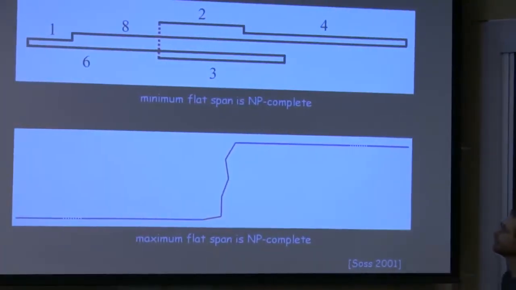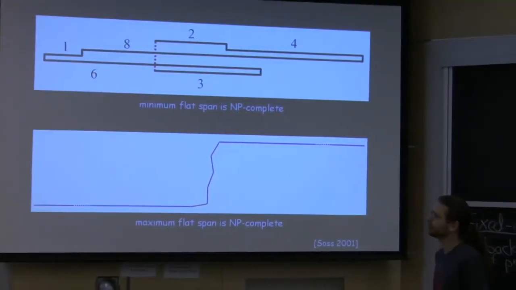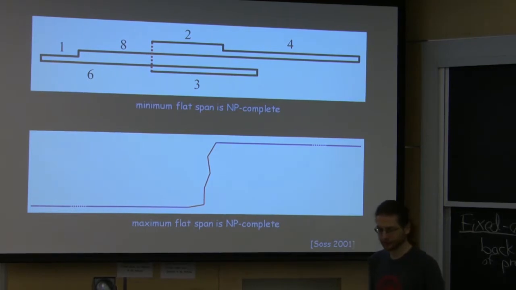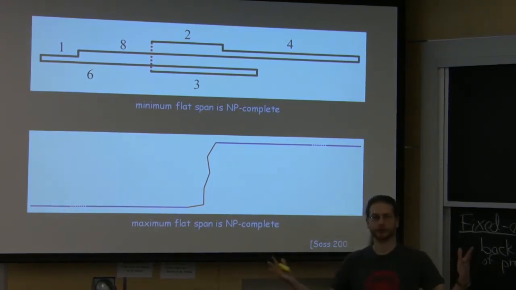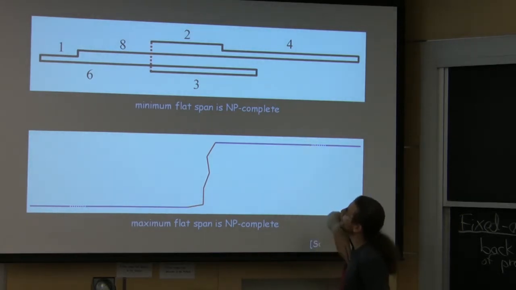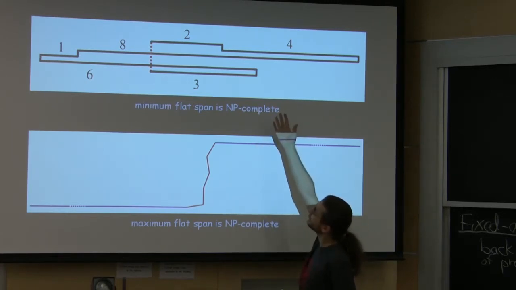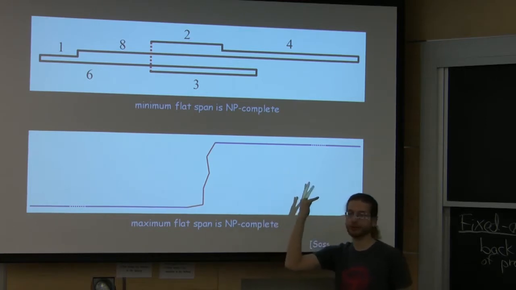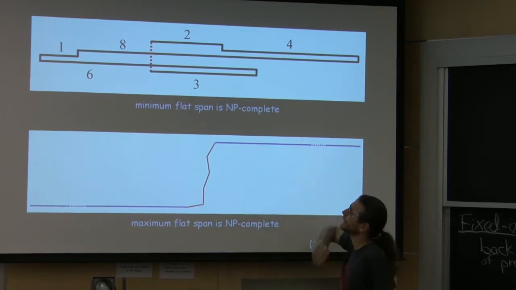So here are his NP-hardness proofs. In fact, the problems are NP-complete. They're pretty simple. The problem here we're reducing from is partition. I give you a bunch of integers. I want to divide them into 2 halves of equal sum. And the top example is the minimum flat span problem. So you make an orthogonal chain where the horizontal edges are long and they're proportional to the integers you're given. And the vertical edges are really tiny.